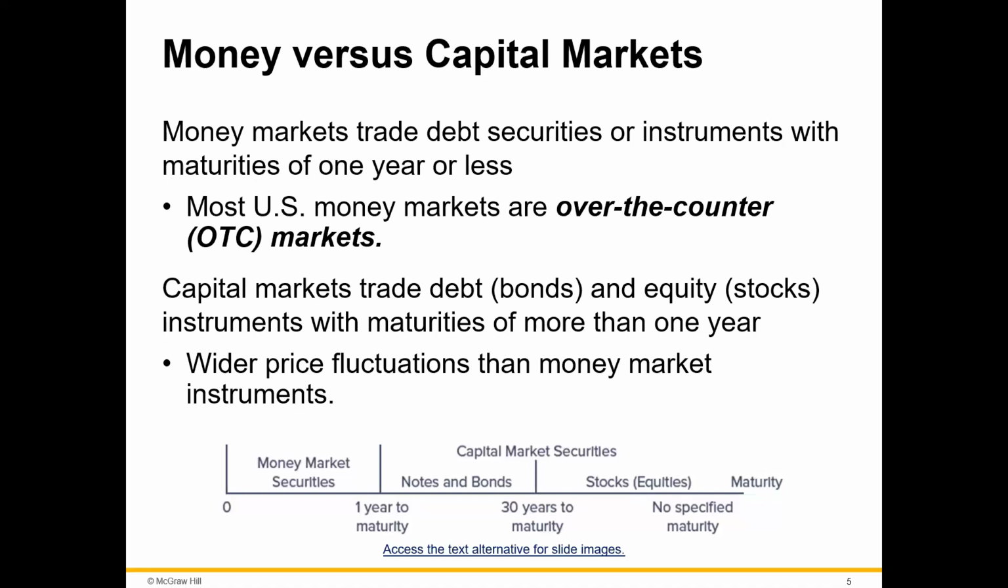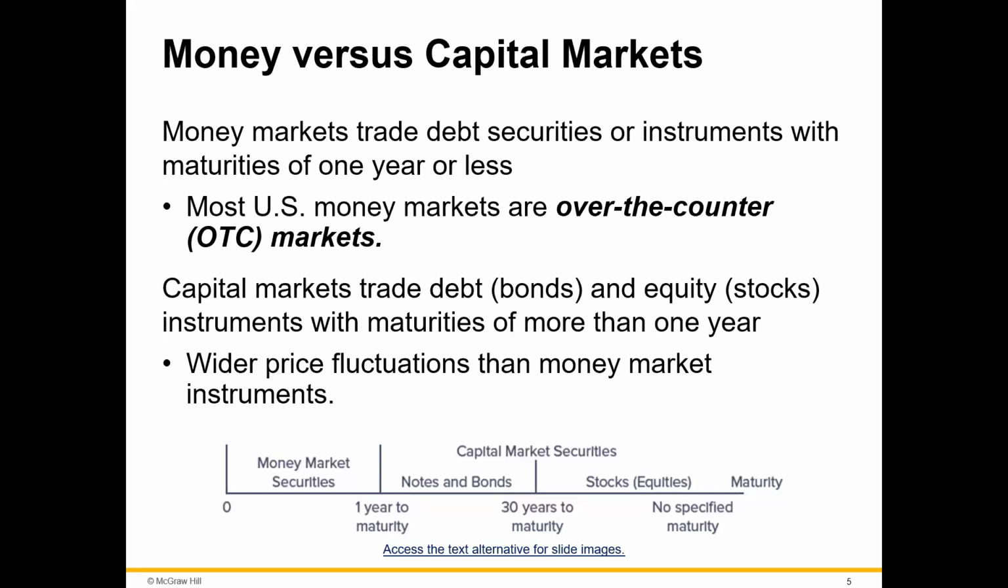As we continue to define these institutions and markets, let's talk about money markets versus capital markets. Generally speaking, sometimes there could be exceptions to the rule, but the general definition is that a money market is where debt securities or instruments with maturities of 1 year or less are traded.